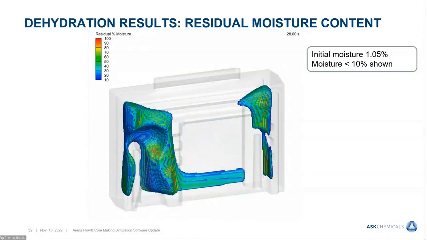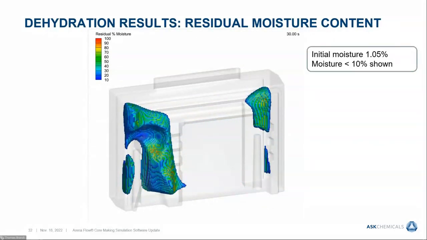What's transparent is anything that has 10% moisture. The volumes are areas that have a higher percent of moisture. So you can track the formation of the shell, look at when the shell would be thick enough to eject and handle the core. It's possible to adjust the residual moisture limit in the setup.